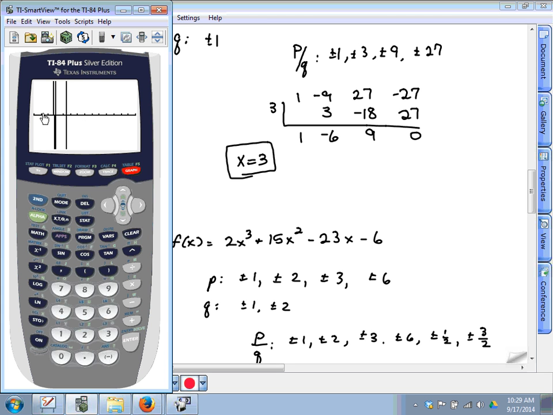Oh, we're missing a zero somewhere. There should be three x-intercepts. I've got to zoom out a little bit here. Alright, I zoomed out. I'm going to make a new zoom box here to see all of the zeros. That ought to do.